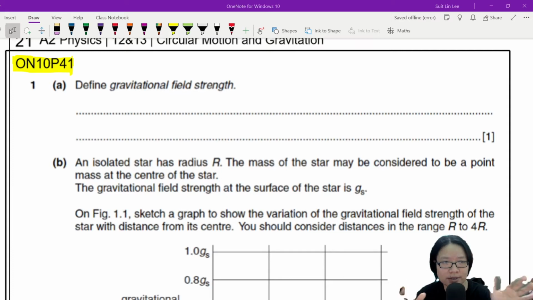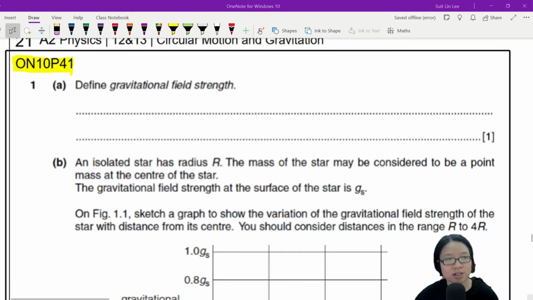So this question involves gravitational field strength between two objects. This is an old question, and normally in the gravitation chapter, most of the time we study fields and potential of one object. But sometimes they do ask two objects. So let's check out this question first.